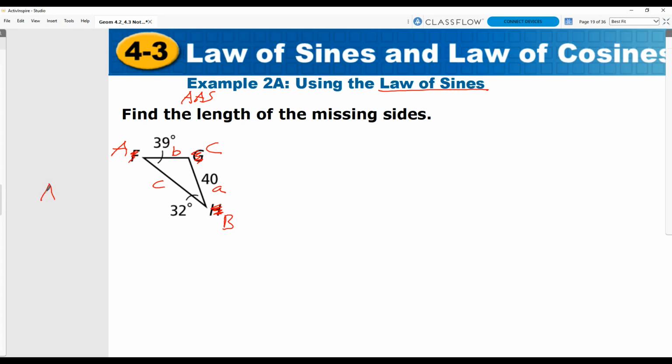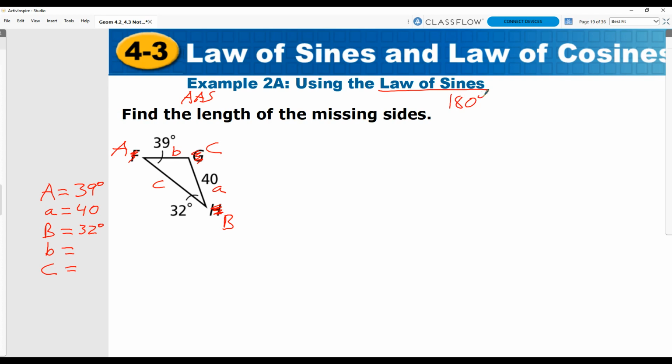Start with big A. Angle A is 39 degrees. We're just listing out all the information we know. Then let's take a look at side a. Side a has a length of 40. Let's next go to our B's. Angle B has a size of 32 degrees. Little b, side b, we don't know what that is yet, so we'll leave that blank. Angle C, we're not told what angle C is, but we can quickly calculate it because all three angles of a triangle have to add up to what?